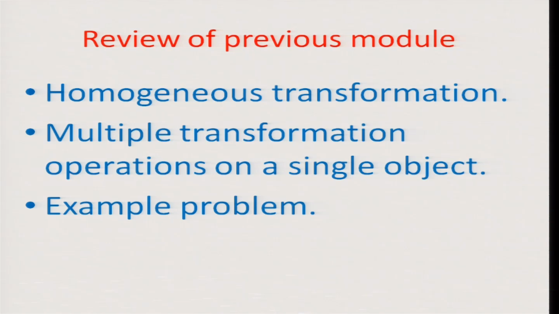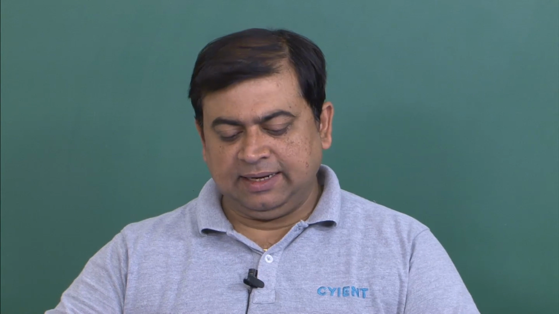Welcome to this module 7 on manufacturing systems technology. A quick recap of the previous module. So we were talking about homogeneous transformation in case of computer aided designing and the need for the homogeneous transformation.